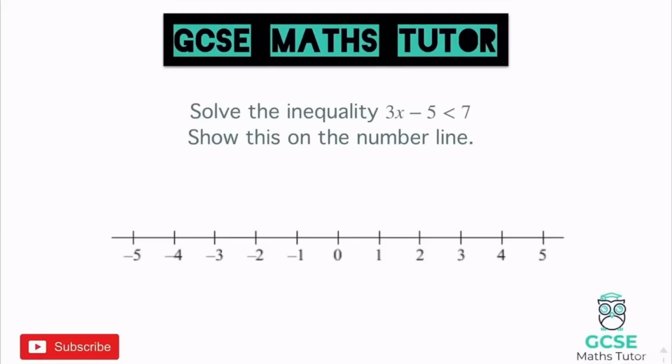Now this inequality in this question, this is going to run throughout the video, says 3x minus 5 is less than 7. So what we're actually doing is we're finding what values of x would obviously give us answers less than 7. And that's what we're actually finding here when we use this inequality symbol.